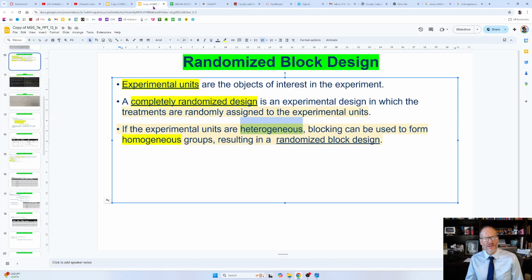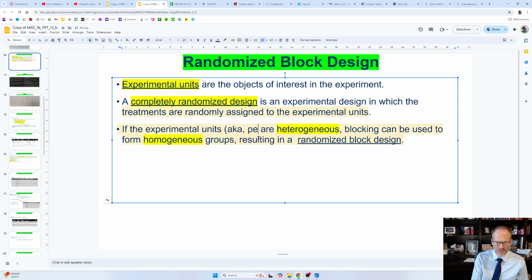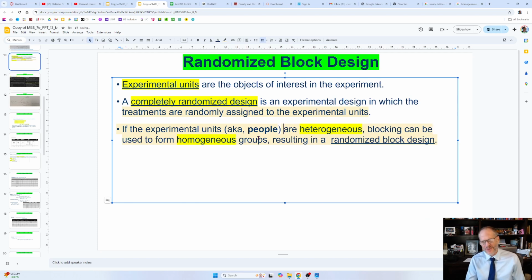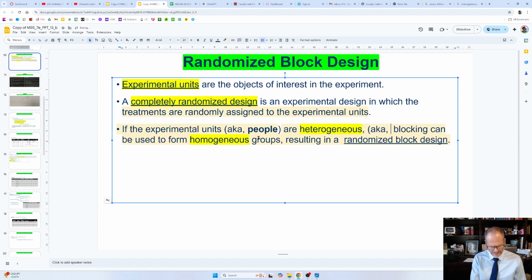So in experimental units that are heterogeneous, where it's different, the people are different. So the experimental units, aka people, that's so wacky, the language of statistics, are heterogeneous, aka different.